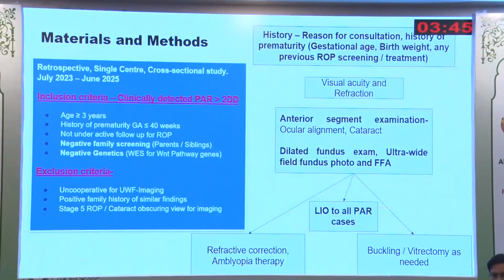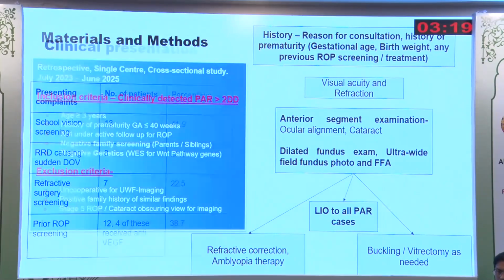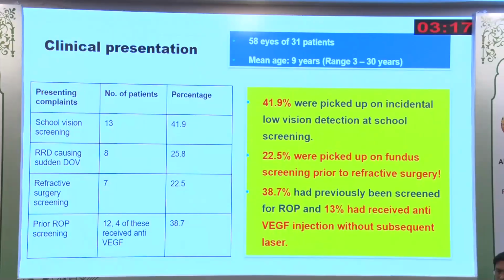So ours was a retrospective single-center cross-sectional study conducted over 2 years. Inclusion criteria was clinically detected more than 2 disc diameters of PAR, the child who was cooperative for imaging, history of prematurity with gestational age less than 40 weeks, not under active follow-up of ROP, negative family screening and negative genetics for FEVR-related genes, and they were excluded if they had stage 5 ROP or were uncooperative for ultra-wide field imaging. So this was the kind of presentation that we had.